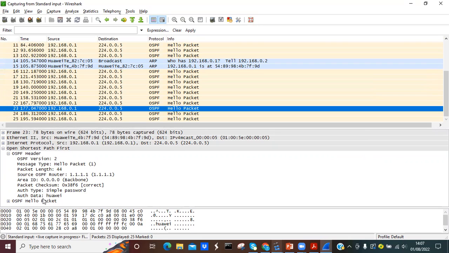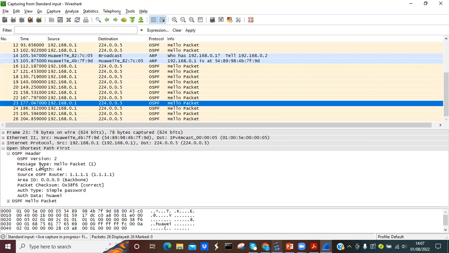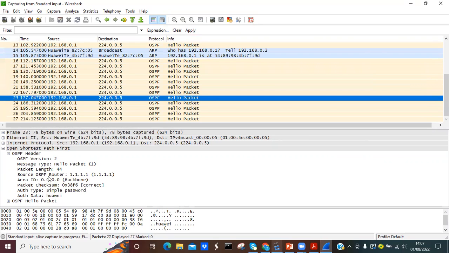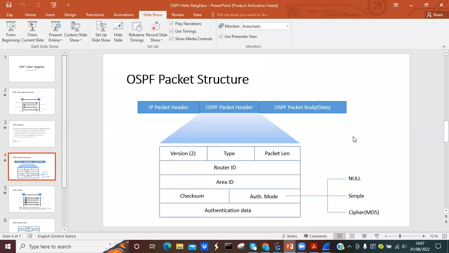I hope all packets will have a similar header. All the packet types will have this information. So the only difference will be the content. For example, the message type for DD will be 2. The length might be different depending on the data it's containing, but the rest will be the same. All right, I hope that one is clear. So that is the structure of the OSPF packet header.